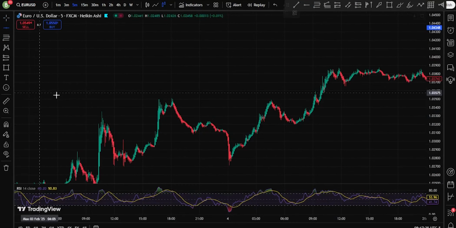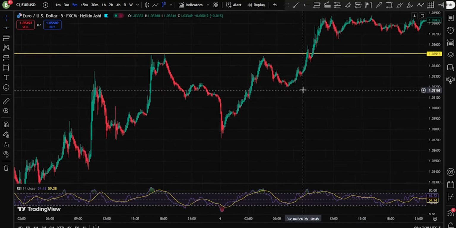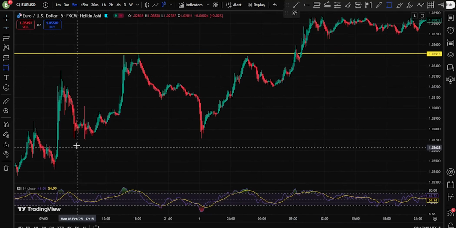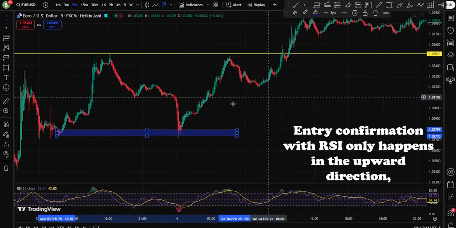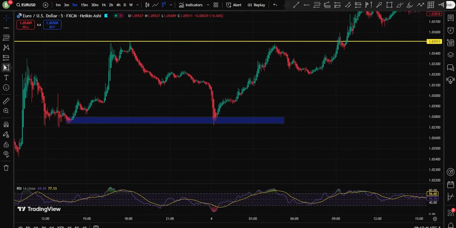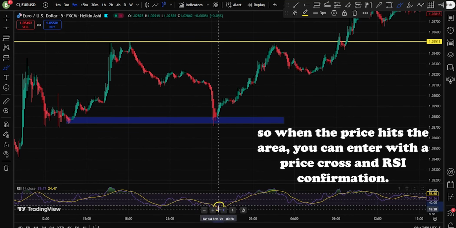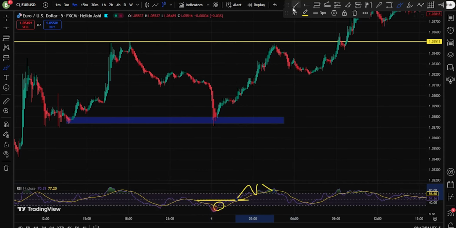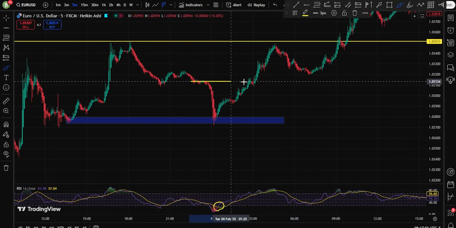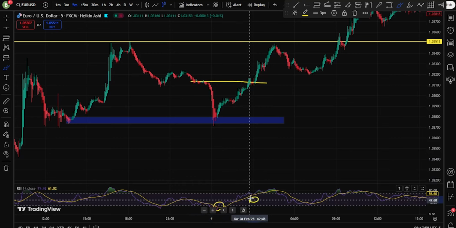3. Confirm momentum with RSI. In an uptrend, look for RSI to remain above 50 and bounce off the 40-50 zone during pullbacks. In a downtrend, look for RSI to remain below 50 and reject the 50-60 zone during rallies. Watch for bullish or bearish divergences to anticipate trend reversals.